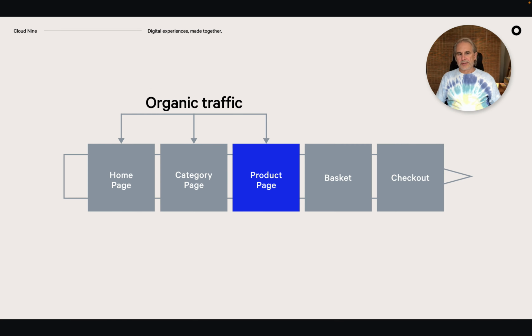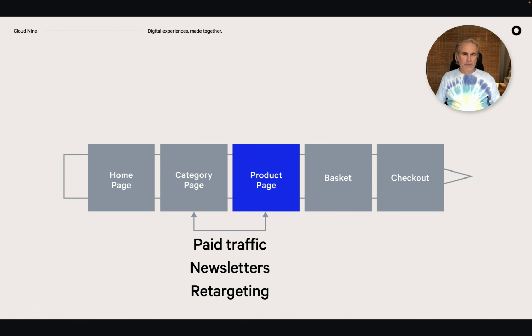If we look at where the traffic actually comes from, organic traffic from searches usually lands on the home page if you search for a brand, for instance, or on a category page or a product page. When it comes to paid traffic and newsletters, we can usually direct that traffic to a particular page. For instance, a category page for your season's new products or a particular product that you want to promote.